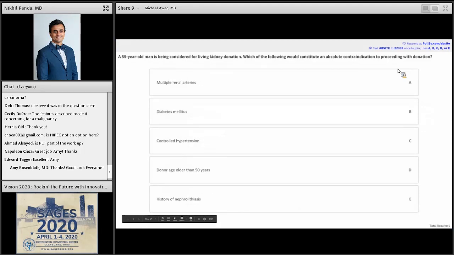Okay, great. Next question. A 55-year-old man is being considered for living kidney donation. Which of the following would constitute an absolute contraindication to proceeding with donation? A, multiple renal arteries. B, diabetes mellitus. C, controlled hypertension. D, donor age older than 50. Or E, history of nephrolithiasis.